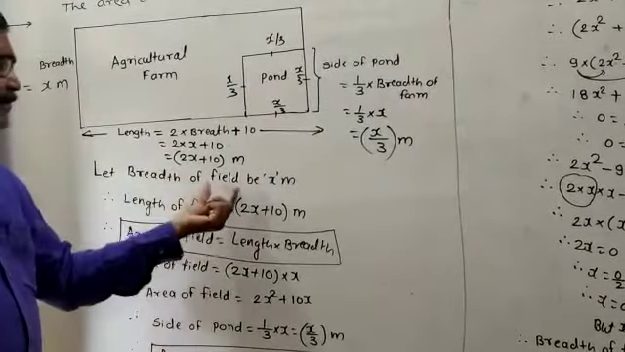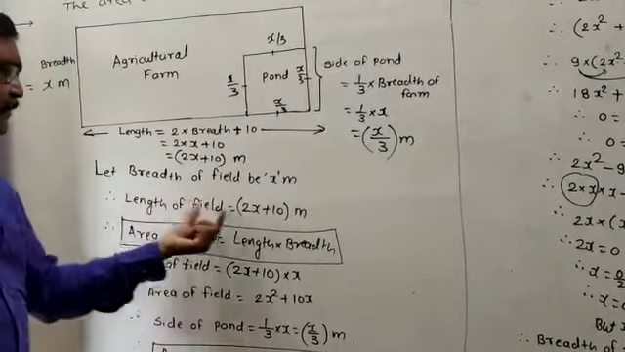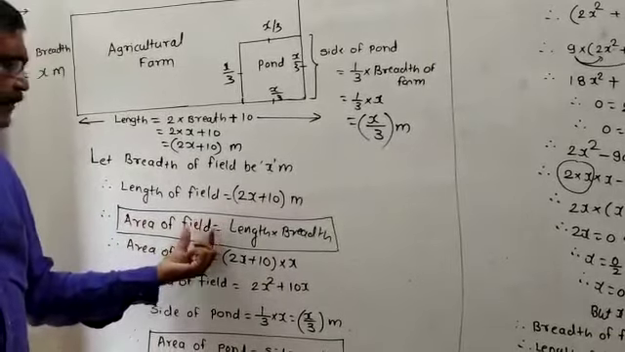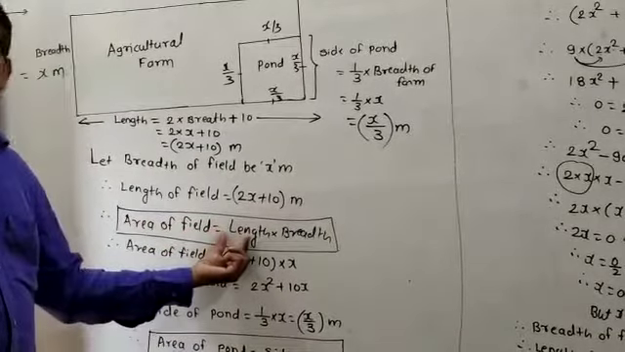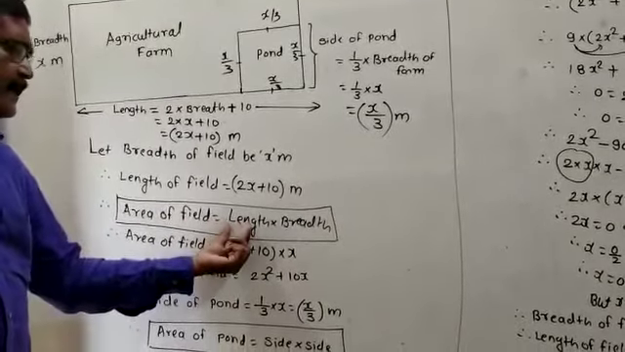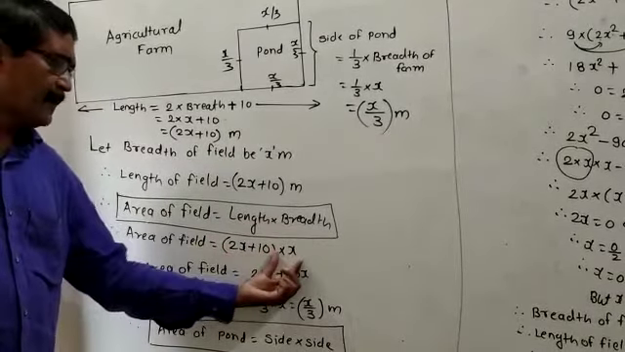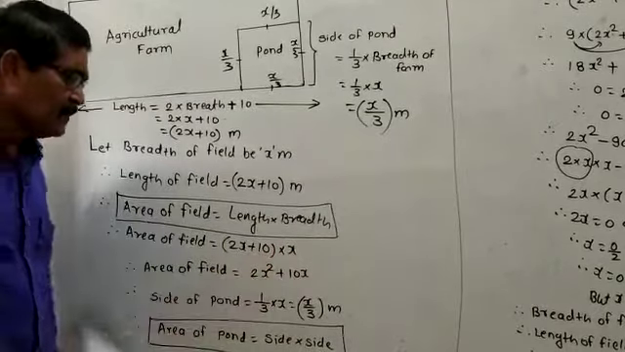So I will say that breadth of the field will be x meters, length of the field will be 2x plus 10 meters. Area of the field, means area of the farm, is equal to length into breadth, as the farm is of rectangle shape. So this is the length, 2x plus 10, multiplied by breadth x. So you have to use the distributive law.